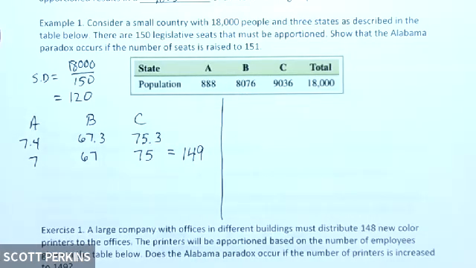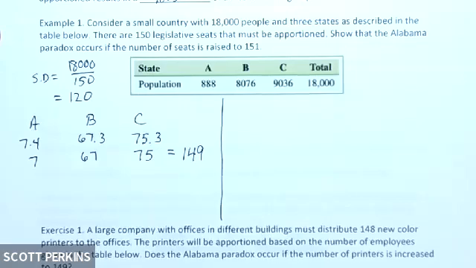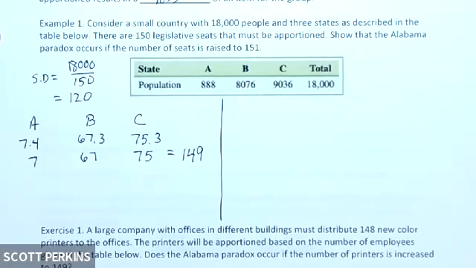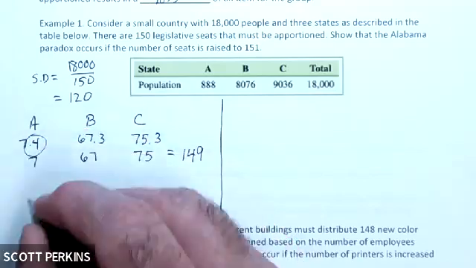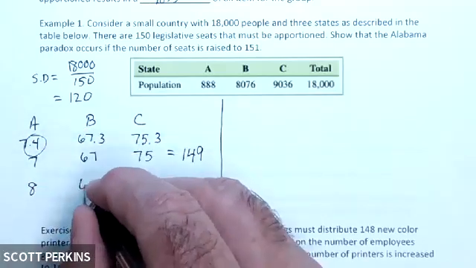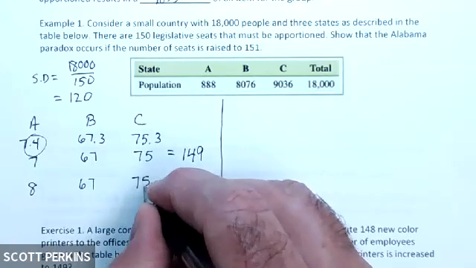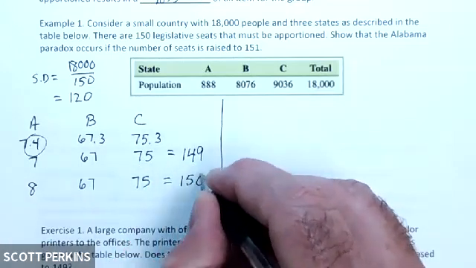And which state gets that one more representative? A, yes. So we're going to increase A because it has the biggest decimal part. So it becomes 8 and 67 and 75. That is my 150.